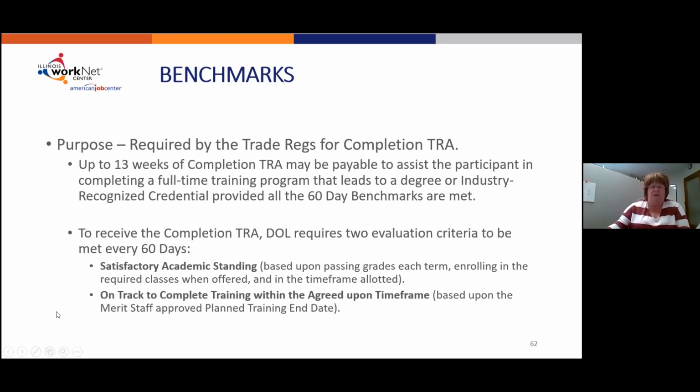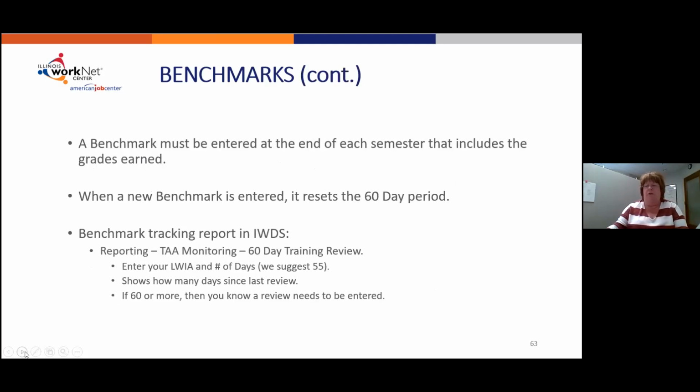If we do date extensions, then the benchmarks need to be entered noting that the modification is being done, and why they can't complete. For example, the training institution canceled the classes, or they can't get them during this semester. There are various reasons, but they could still get their completion TRA, even if there was a date extension, as long as those benchmarks clearly outline that.